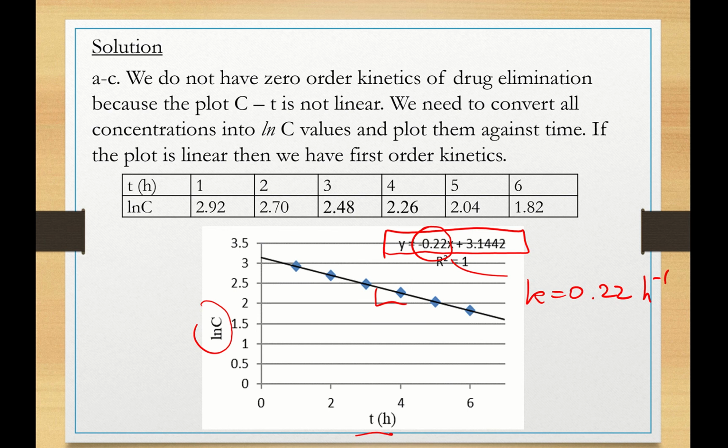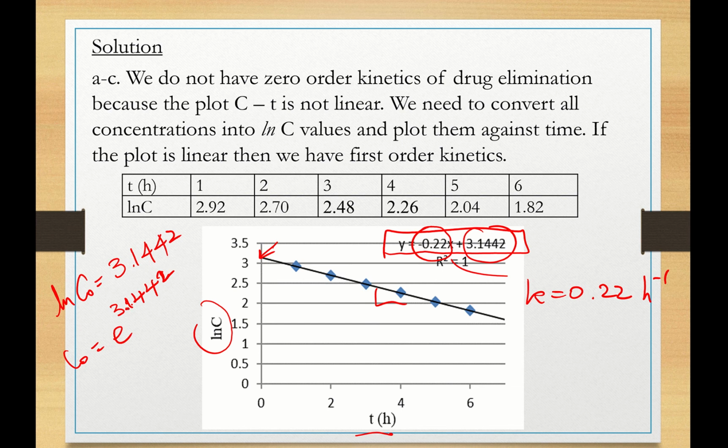Okay, the ln C0 is 3.144, and please be very careful, that's not C0, that's ln C0, so I'm just going to write it here. ln C0 is 3.1442, and therefore C0 is equal to e to the 3.1442. Okay, be very, very cautious here.